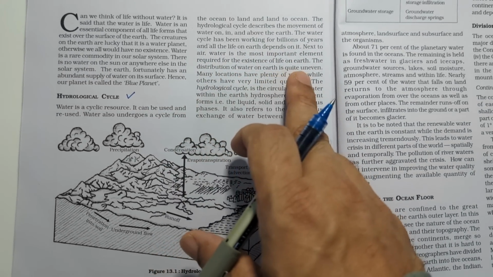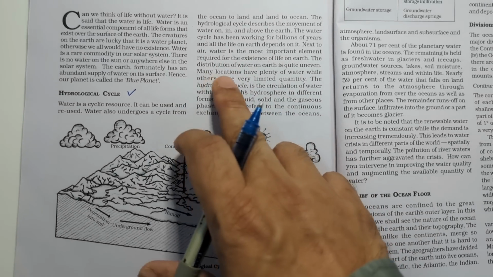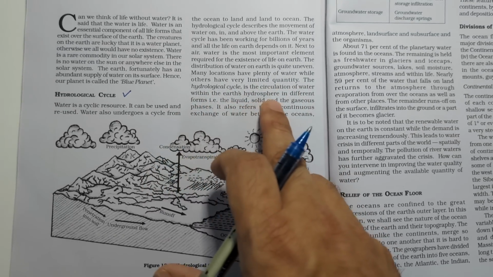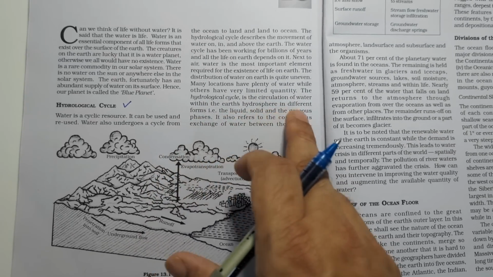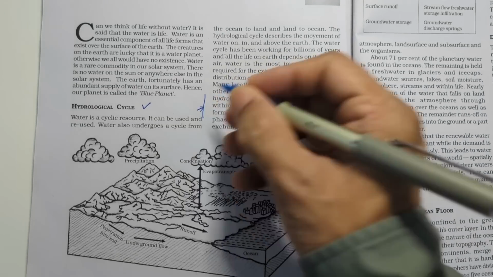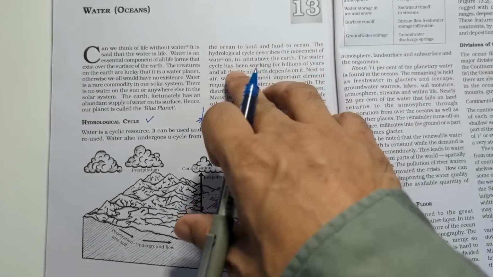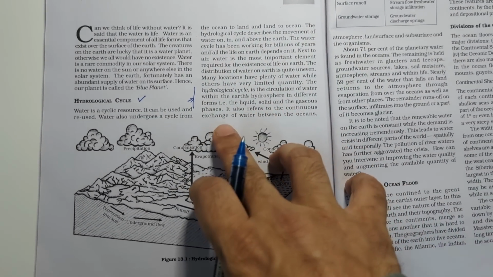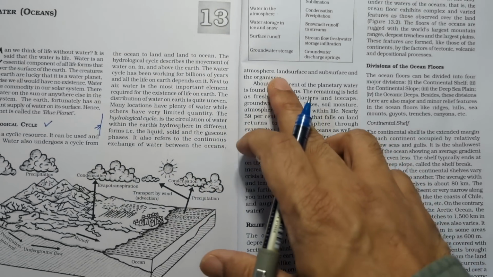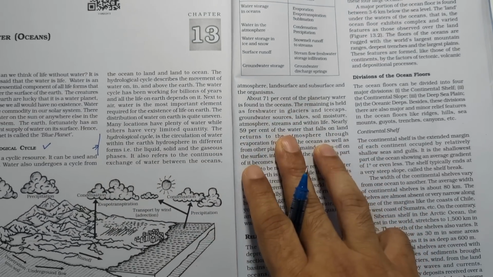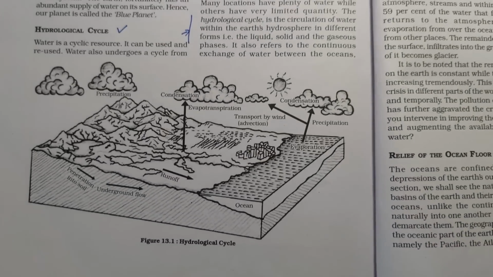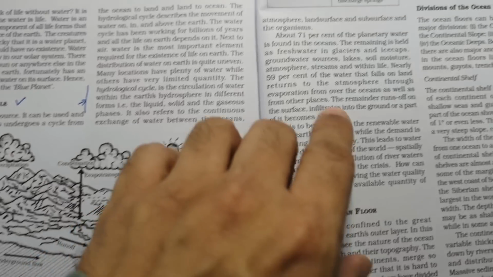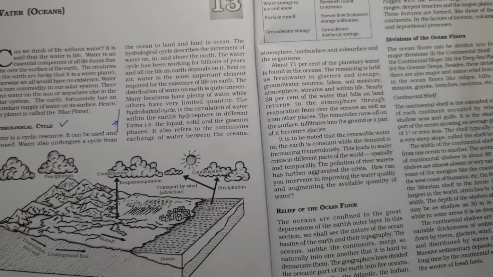The distribution of water on earth is quite uneven. So they are just giving you facts, and many locations have plenty of water while others don't. The hydrological cycle is the circulation of water within the earth's hydrosphere in different forms, liquid, solid and gaseous phases. So this is also a definition. So you can either write this definition, or otherwise write the definition that I told you before. Both are fine. It also refers to continuous exchange of water between the oceans, atmosphere, land surface and subsurface and the organisms. So basically hydrological cycle is the exchange of water between the oceans, the atmosphere, land surface and the subsurface and the other organisms which live on the earth.